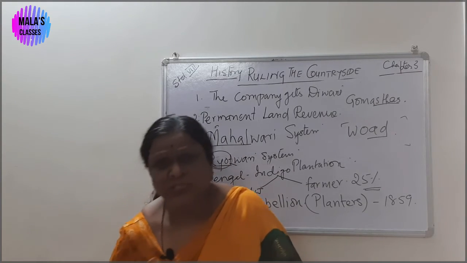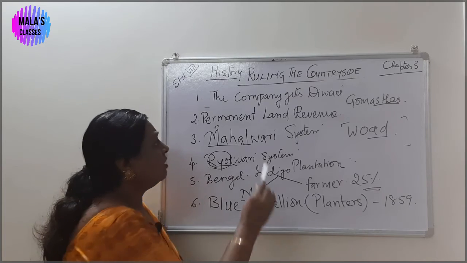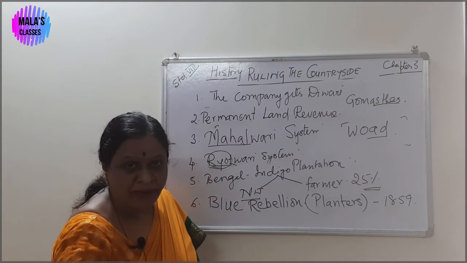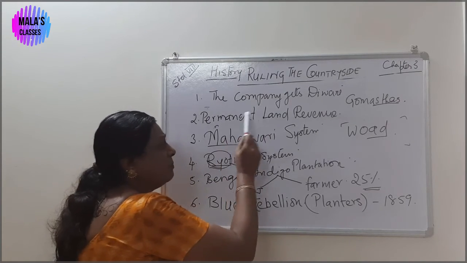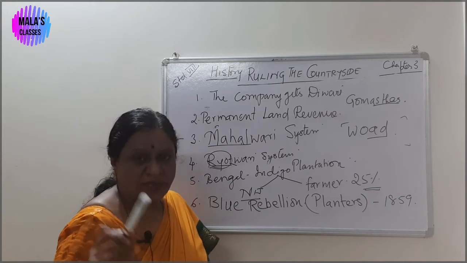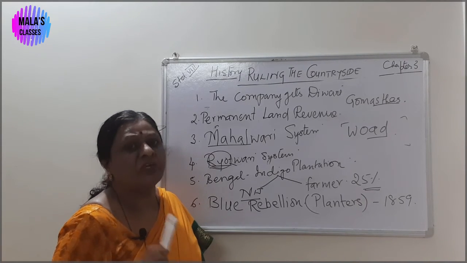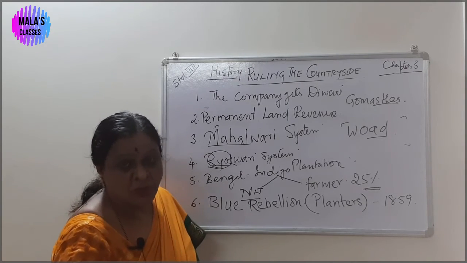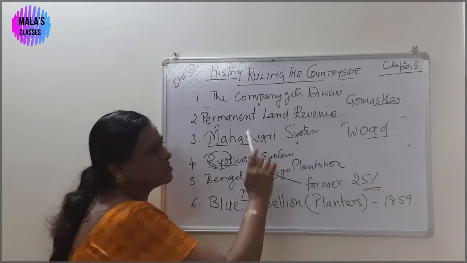Now, we have finished this unit. Now, let us see what this unit talks about. It talks about how the company got the money rights, how they made money, and what methods they used, like the permanent land revenue system, where they fixed the land revenue, and that was not a good system because if the crops failed, the people were not able to pay, in which the zamindars also profited, but the peasants lost, and as a result, this land revenue system failed.